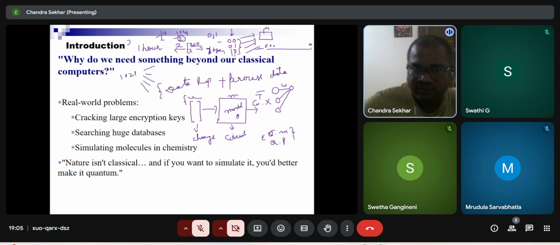Suppose I say 2 to the power of 20. That is 2 to the power of 10 into 2 to the power of 10, which means 1024 into 1024. See, this becomes a very huge number. Our classical computers cannot do it. It needs years. But quantum computing can solve this in 1 day max.